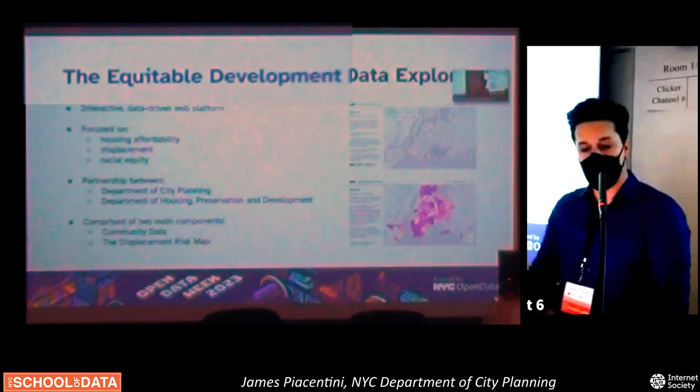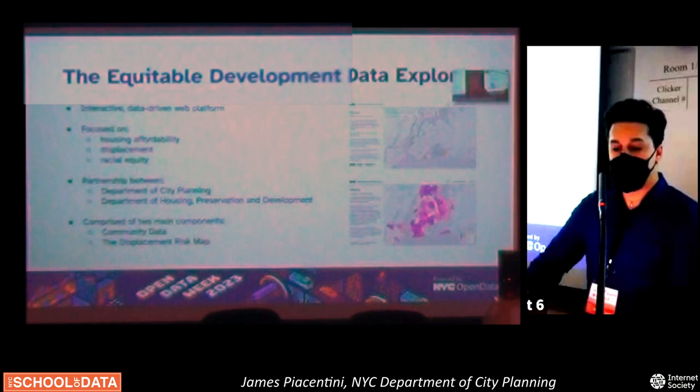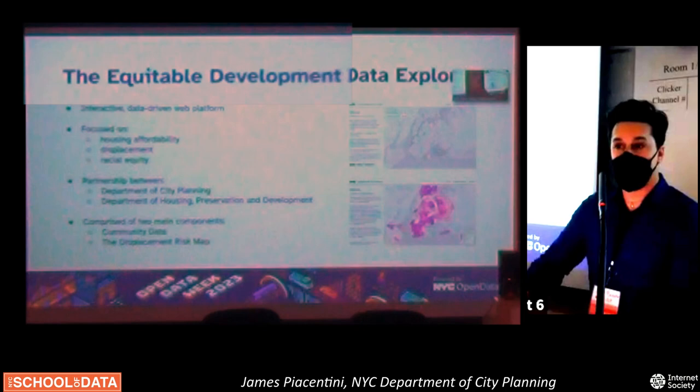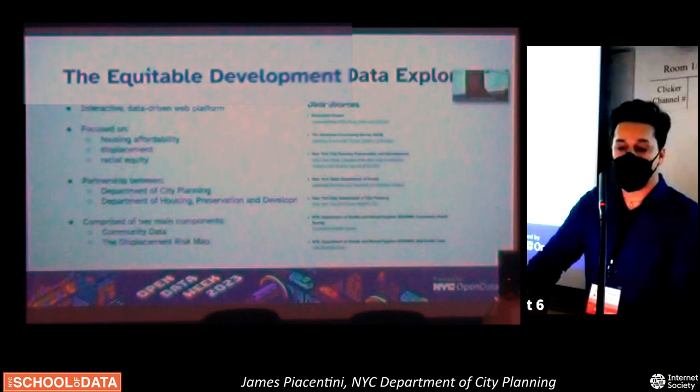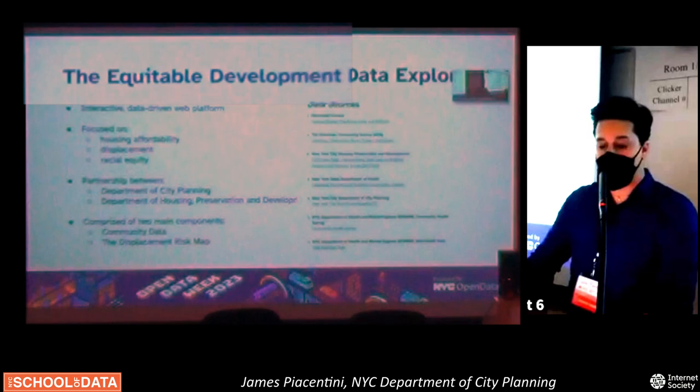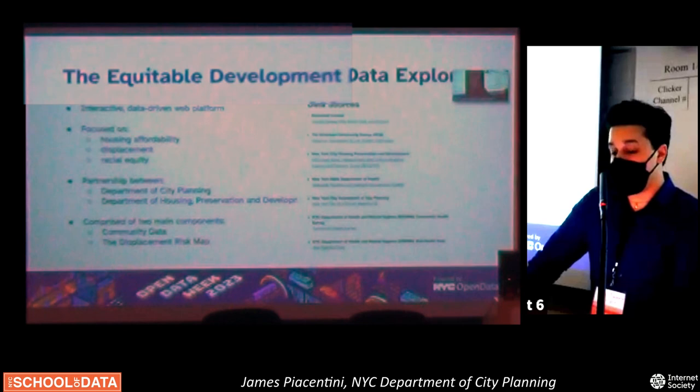And the displacement risk map, which illustrates the level of risk residents may face for being unable to stay in their homes or neighborhood. This map combines data about housing and demographics to indicate the level of displacement risk in different neighborhoods as compared to each other. EDDE combines over 200,000 data points across dozens of indicators from a wide variety of federal, state, and city data sources. These are some of those listed here. These are put together by subject matter experts across both our agencies and public advocates and organized and processed by our incredible data engineering team.